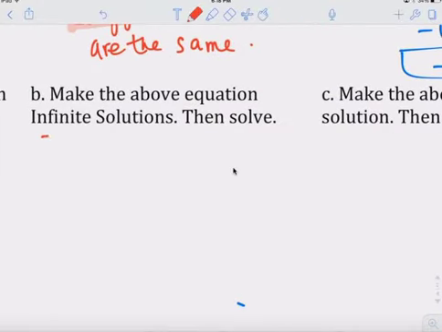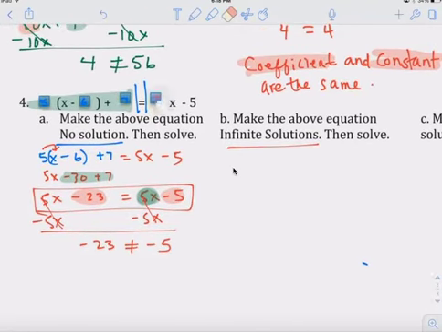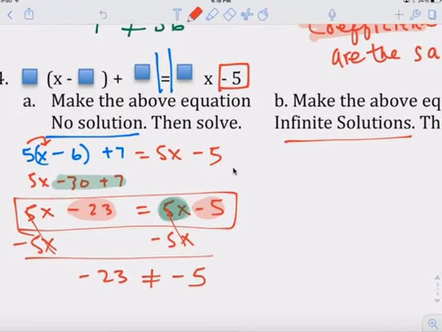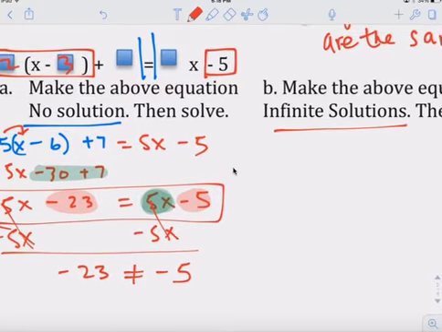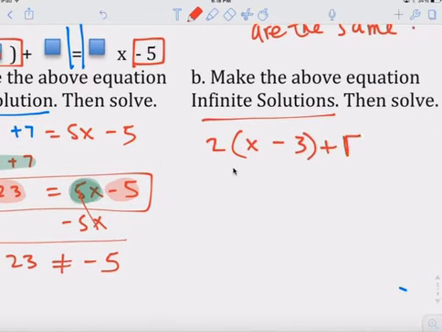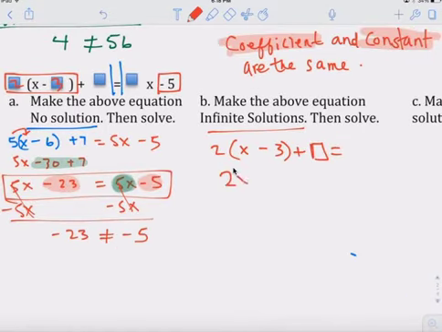And this one, infinite solutions. Infinite solutions, you have to be a little bit more careful here. Okay? We want our answer to be negative 5, so you need to solve these two first. So let's say 2 and 3. Small numbers, small numbers. 2 parentheses x minus 3 plus, we don't know what yet, equals 2x minus 6.